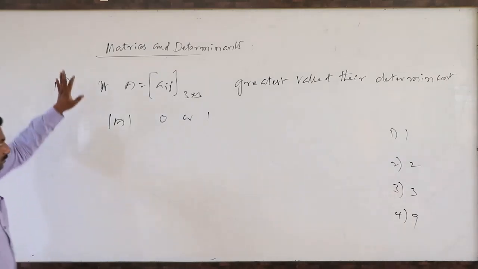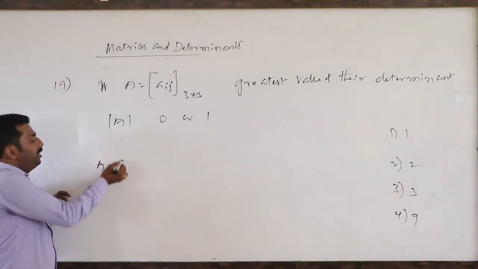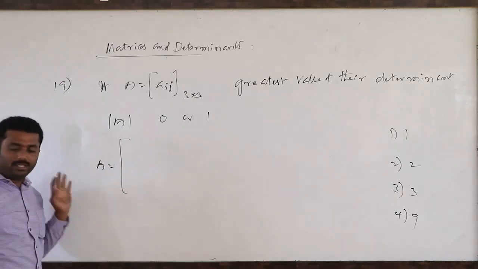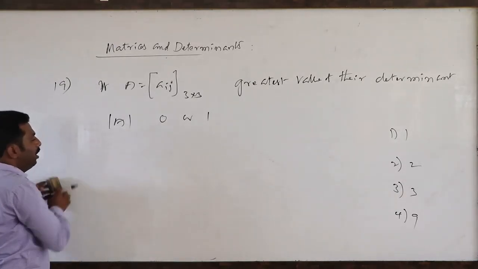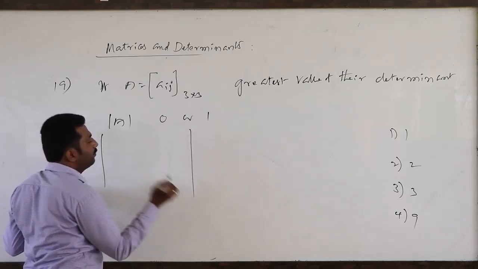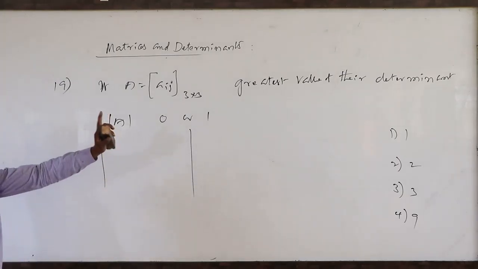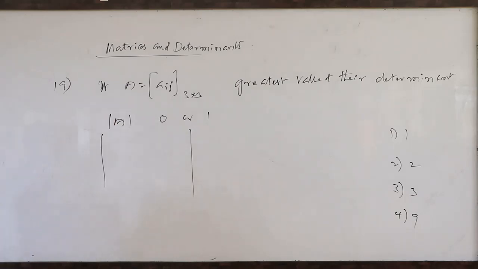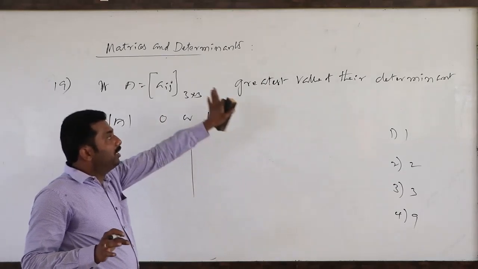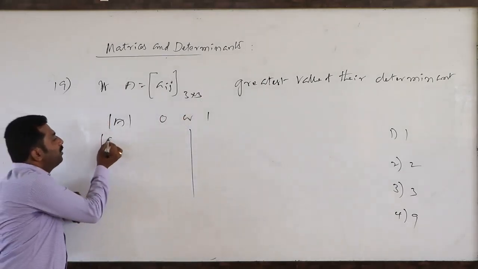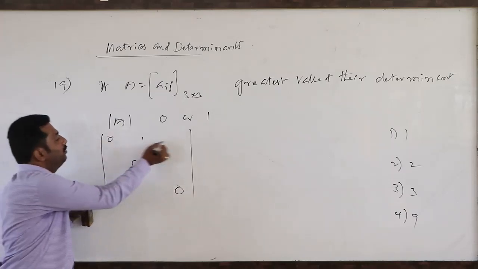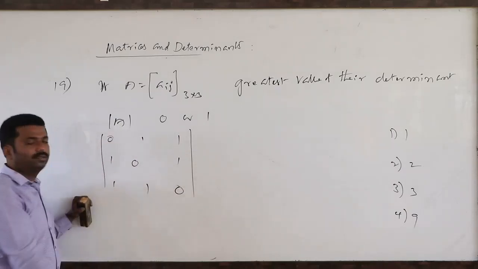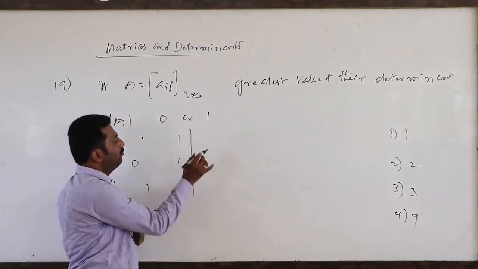You remember, suppose this is a determinant of order 3 by 3, whose entries are either 0 or 1. Total how many elements are there? 9 elements. You remember, to get the greatest value of the determinant, all the principal diagonal elements you put 0, 0, 0. Remaining, you take 1, 1, 1, 1. So what is this determinant, you tell me?